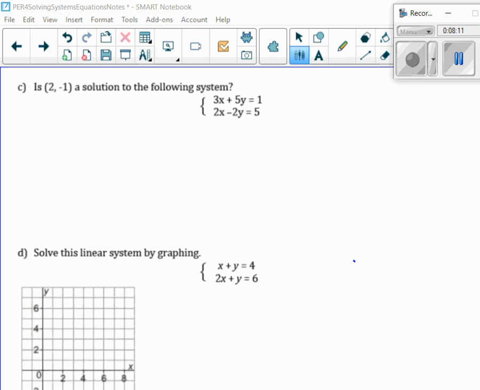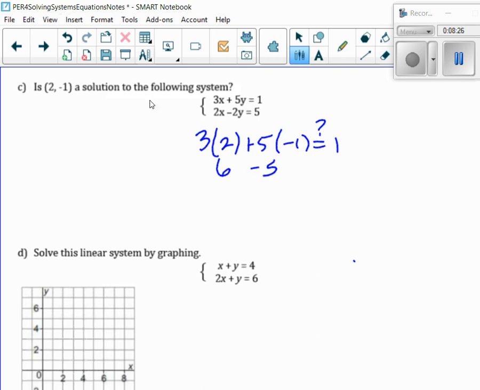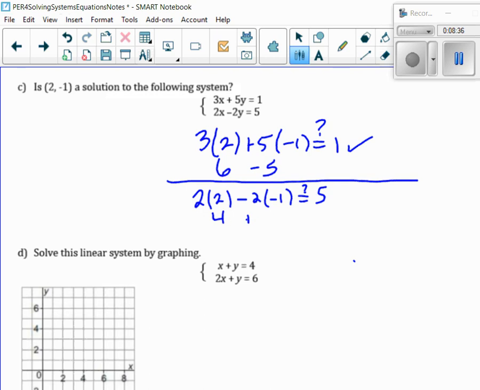Okay, so does everybody understand for C, all you're doing is plugging in 2, -1 there. So 3 times 2 plus 5 times -1, does that equal 1? So that's 6 minus 5. So does that work? Yeah. And then we have to check the other one. So 2 times 2 minus 2 times -1, does that equal 5? So that's 4 plus 1, and that works. So then we got to answer the question, is it a solution? Yes, it is a solution.